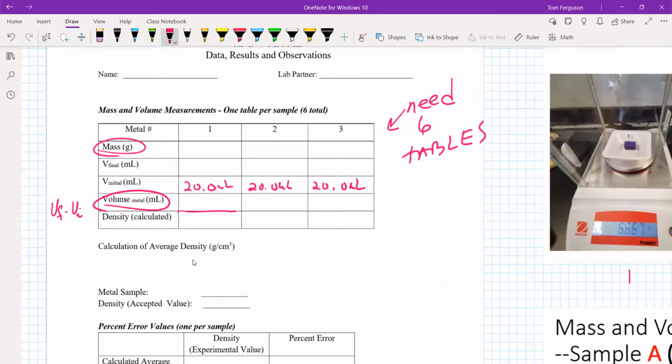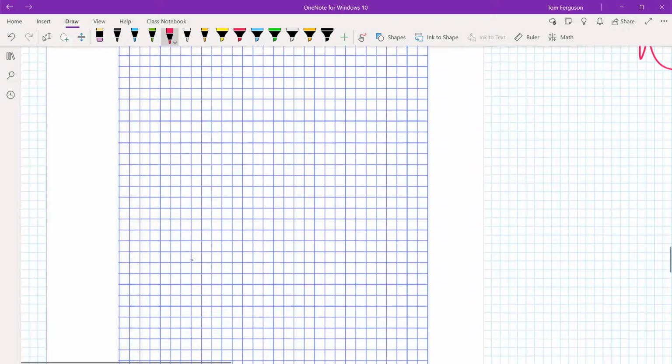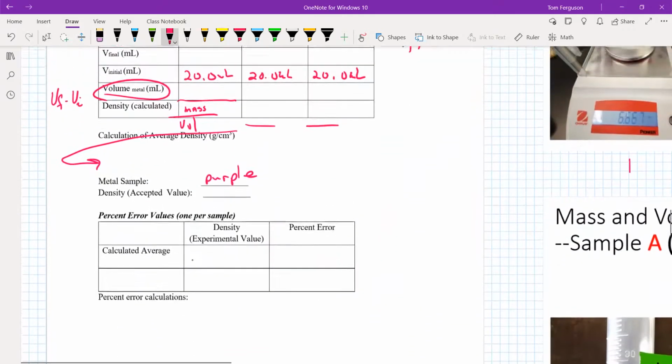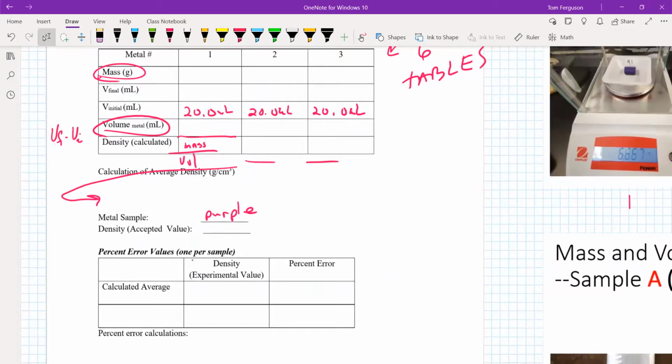And then you're going to be putting that from here, mass over volume. And then this is going to be that calculation after you've done the average. And the metal sample is purple. And then to do the accepted value, you go to the very, oh, I didn't include that. At the very end of the PowerPoint, there are all the official values.